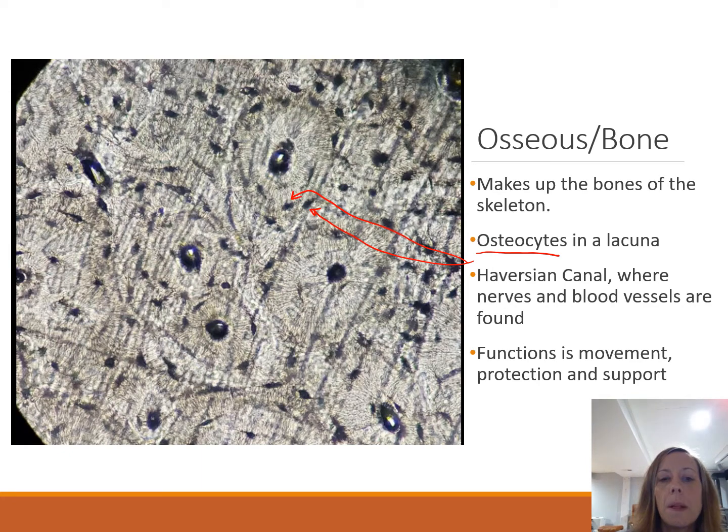right? There is a Haversian canal. So the Haversian canal is going to be the center canals right there. And the function of osseous is going to be movement, protection, and support. So movement, and it acts like levers for the muscles to pull on. And protection, like the skull protects your brain, the ribs protect your lungs and your heart, your hips protect your reproductive organs. Okay.